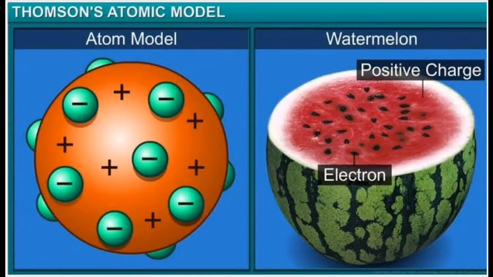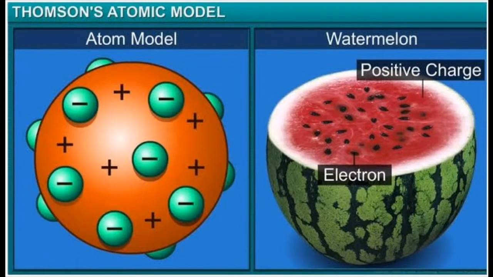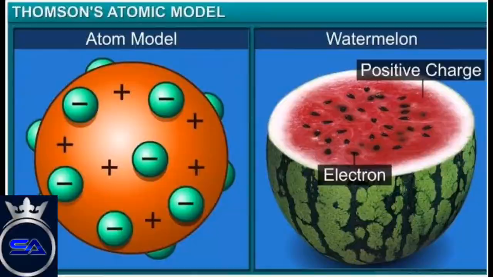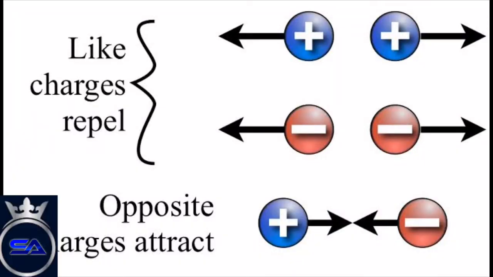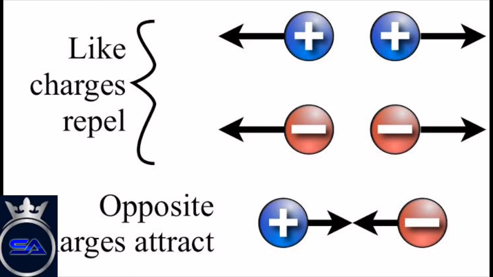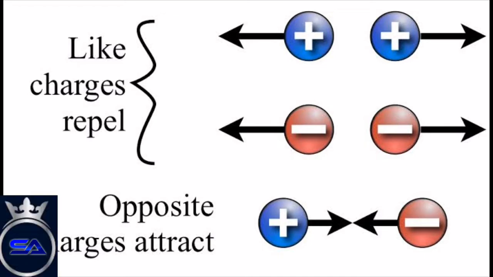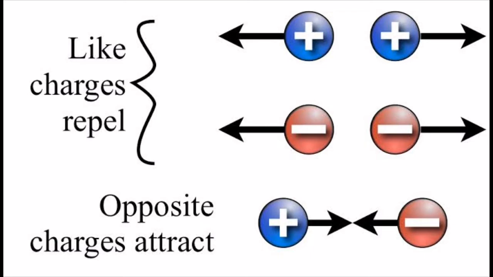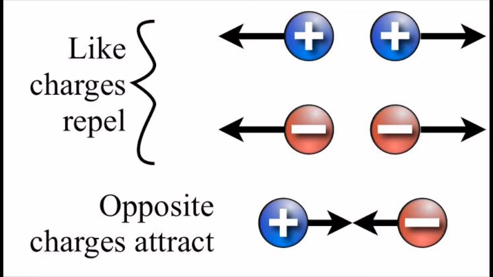Charge is a basic property of particles which causes them to experience movement when in the presence of other charged particles. There are two types of charge observed in particles, positive and negative. Particles that carry the same charge repel or move away from each other. Particles that carry opposite charges are attracted to each other, which causes them to move towards each other. Electrons and protons carry opposite charges.